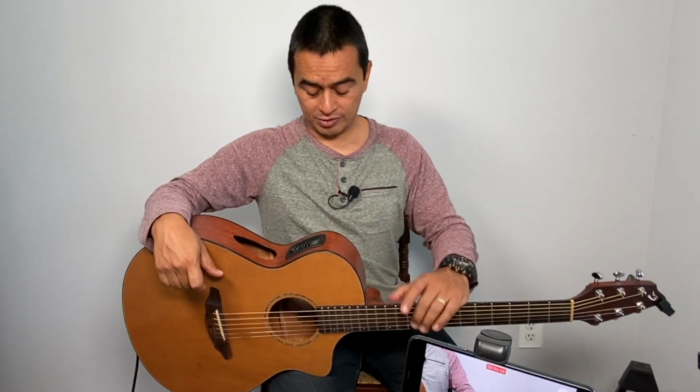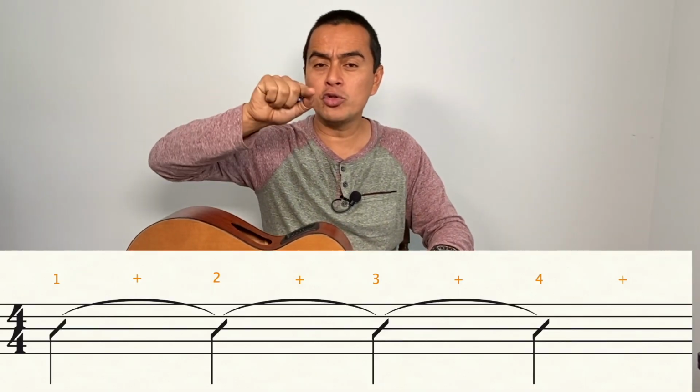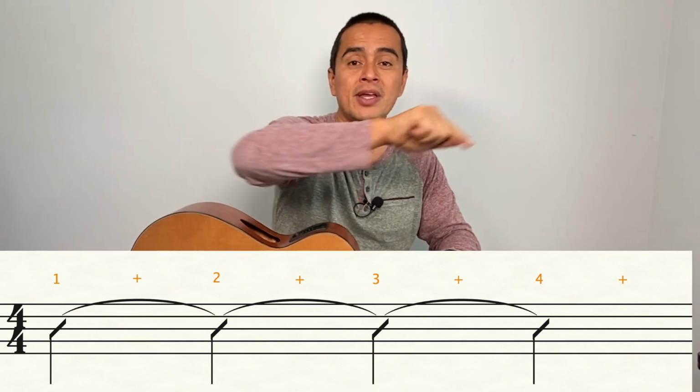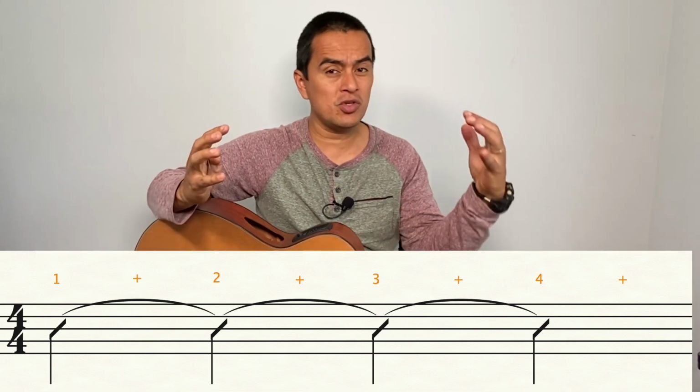Now let's talk about ties. I'm not talking about the ones we wear, but the musical ties. The musical ties are represented by an arc on top of the note. And what it does is just put those notes together.